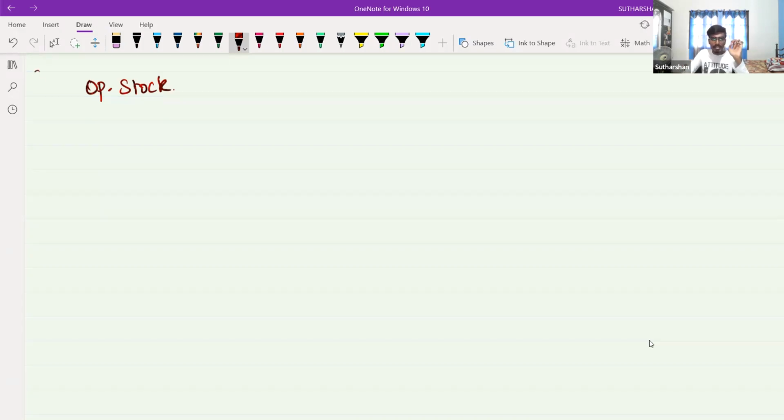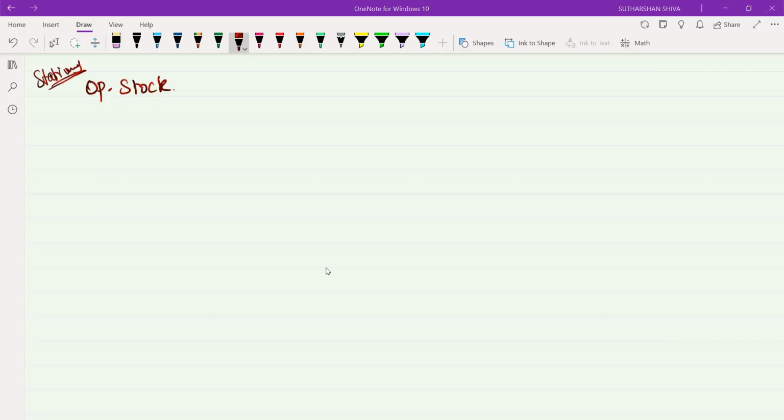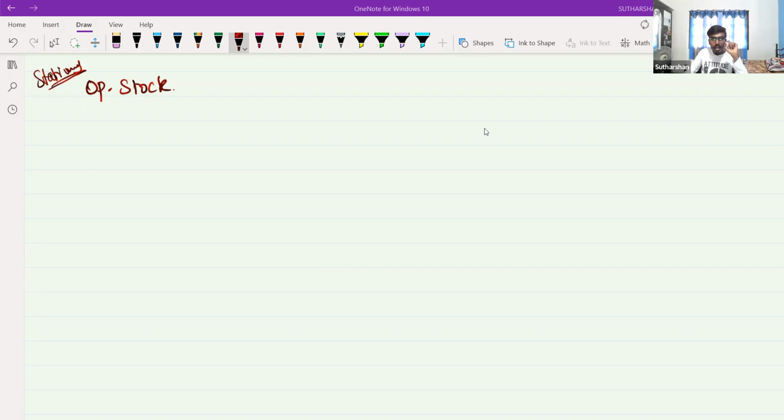I am doing a stationery business. In the opening stock I have 100 pens for ₹6 each.